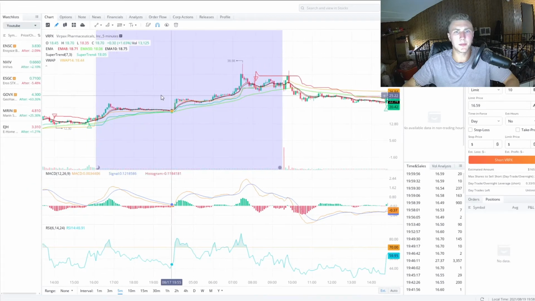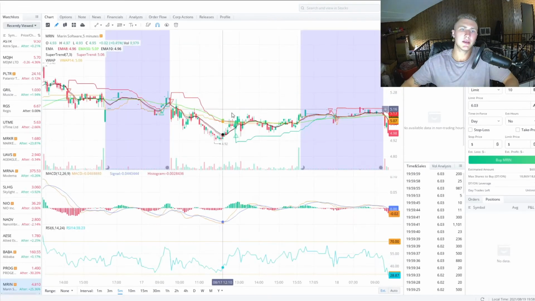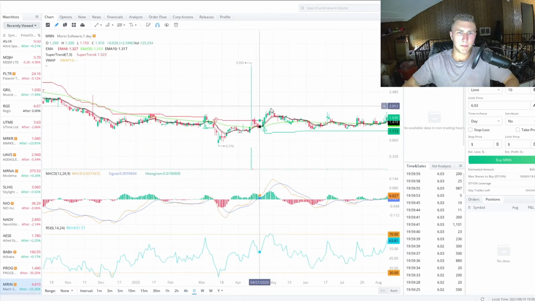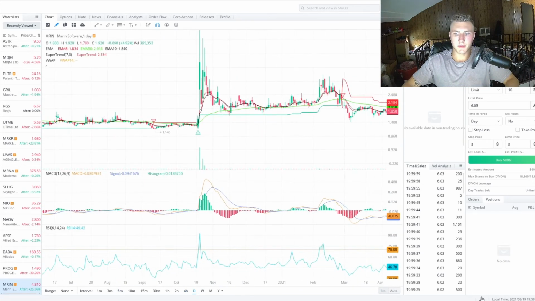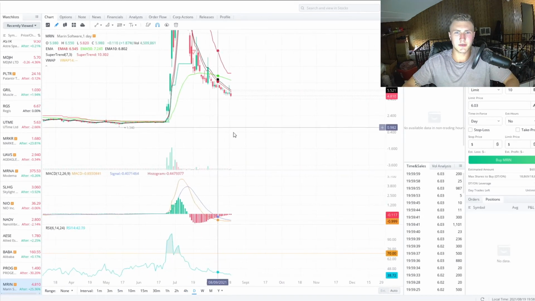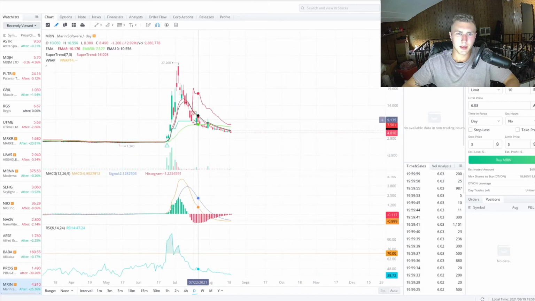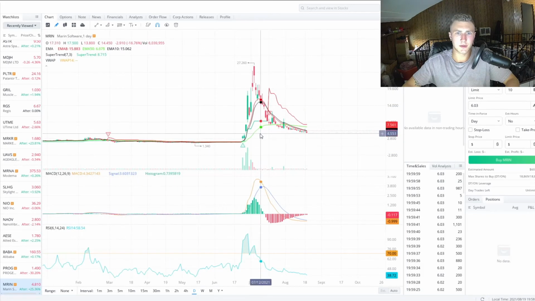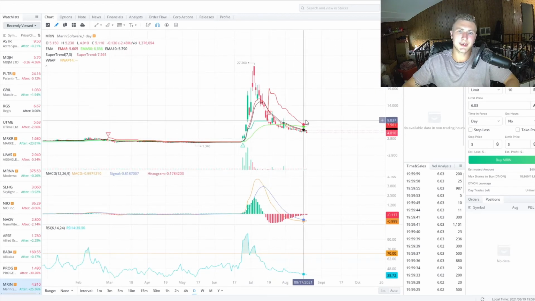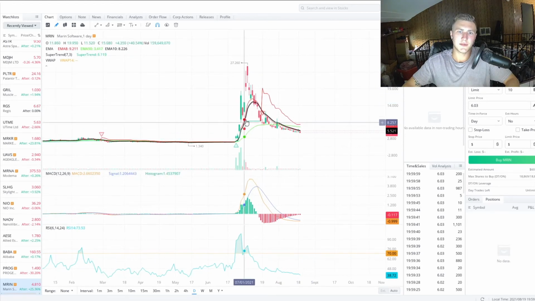They could pump like MRIN from a couple months back, when it just pumped to the moon for no specific reason. The news wasn't even that great. It pumped to 27. So if you started shorting way out here, you could have been screwed for weeks. But obviously, as you can see, if you had reserved higher just to make sure that you're okay, this stuff does dump eventually.